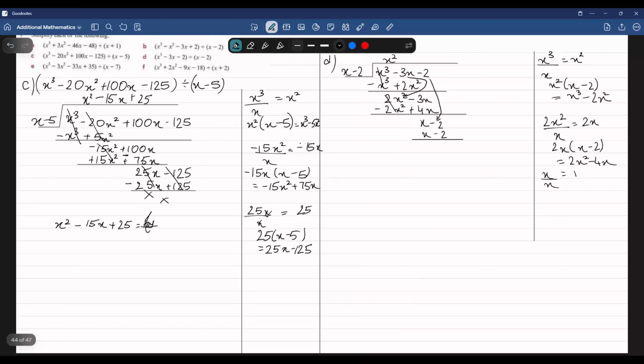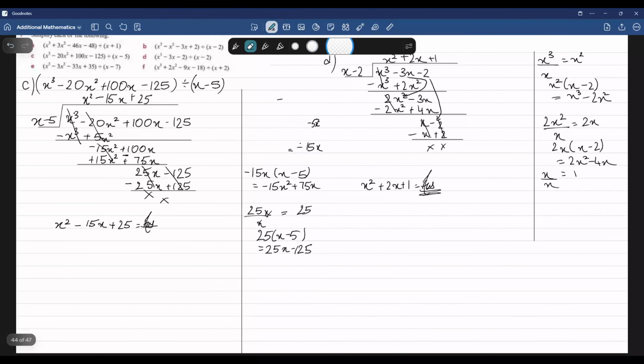We subtract this, add this, and we get nothing here. So by the way, x squared plus 2x plus 1 is your answer for this part. Okay, I hope that clarifies it. Proceeding on to the next one, which is part E.